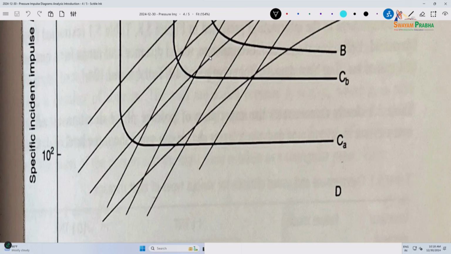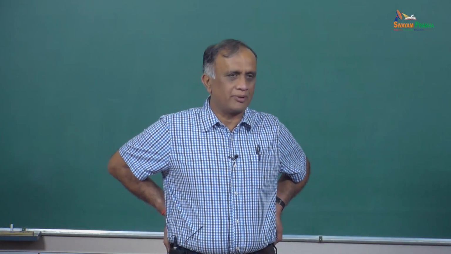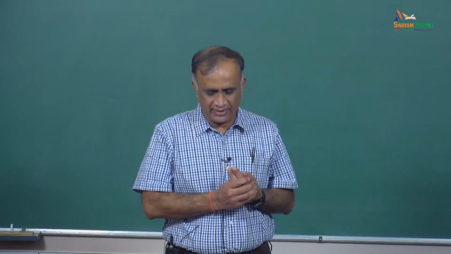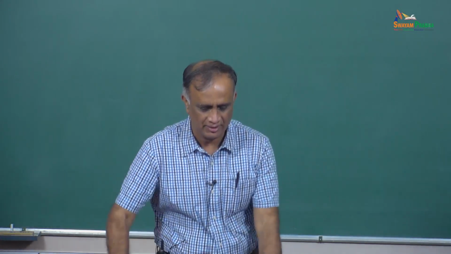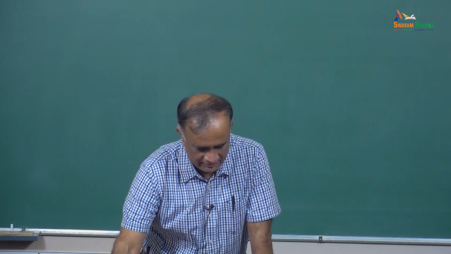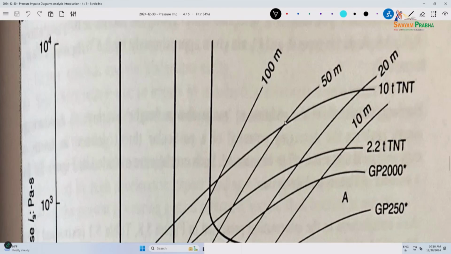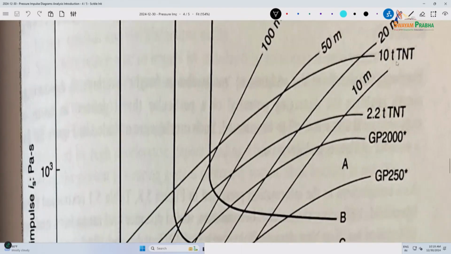Even though it was developed for a specific size of a brick wall, you can use it in general for other brick walls as well, with different thicknesses, at least to get some ideas. But this is how a pressure impulse diagram looks. And note that you can represent different advanced representations or other representations. You can include different types of explosives here.